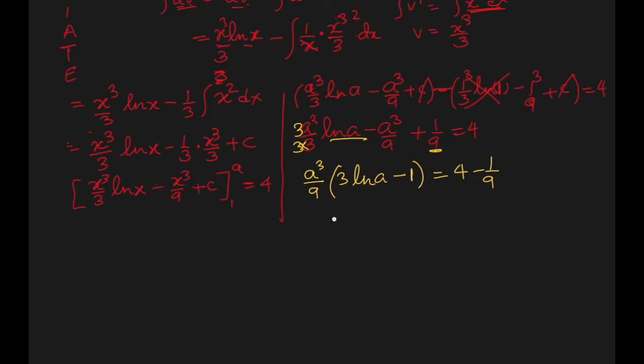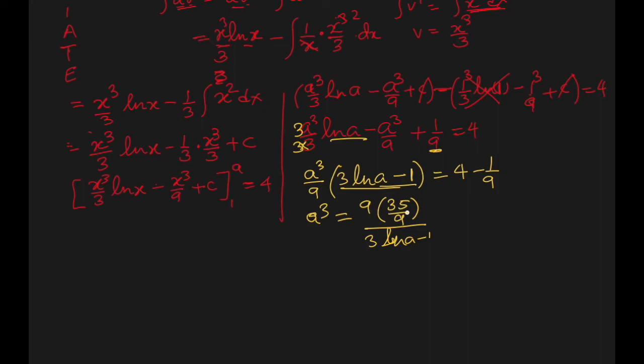So a cube over 9 stays here because a cube we want to isolate. Rather, 9 also we can leave. Just a cube stays here. This numerator becomes the denominator on the other side, and this 9 will become the numerator. So 9 times, what is this? 9 times 4, 36, minus 1, 35 over 9, divided by 3 ln a minus 1.